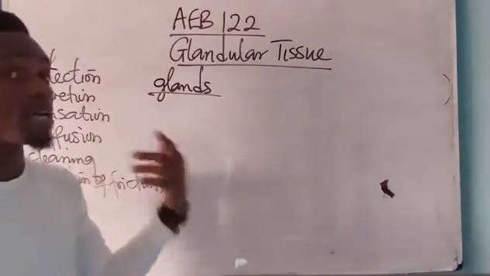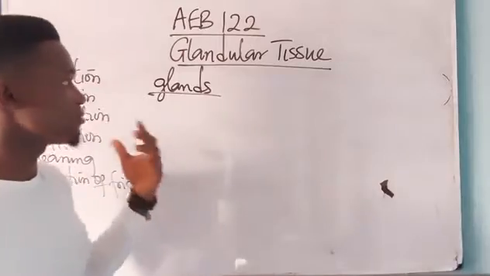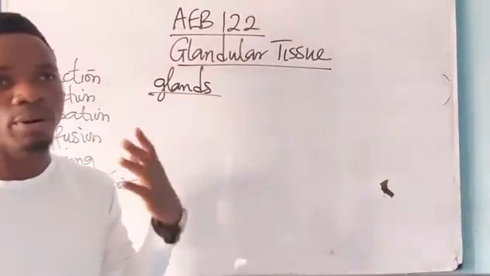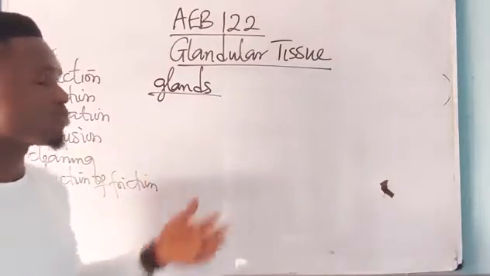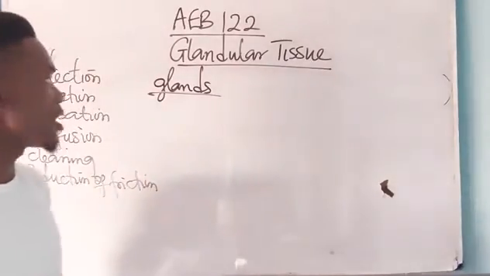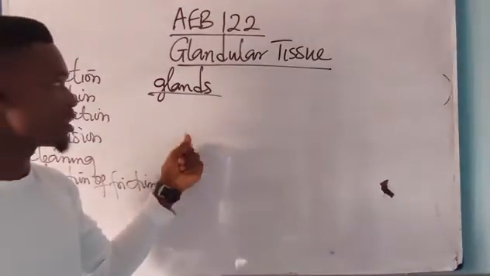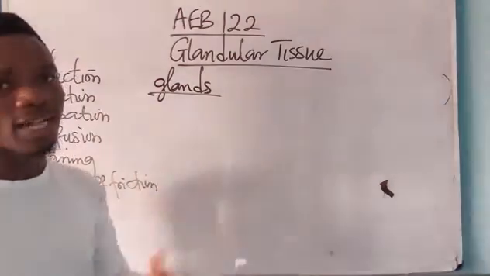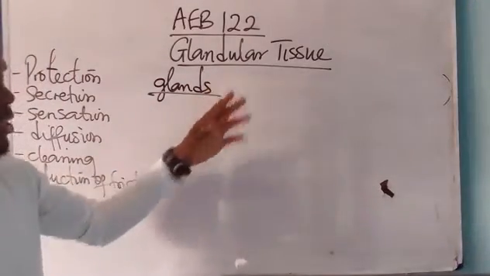Now, we have different types of glands. We have the pancreas, the pituitary gland, the parotid gland, the thyroid gland, the adrenal gland, the testes, and you have a lot of them, as many as you want. They are all glands. But in today's video, we are going to be discussing glandular tissue.